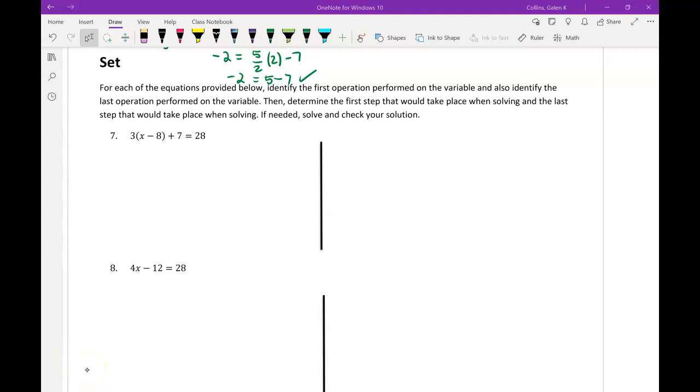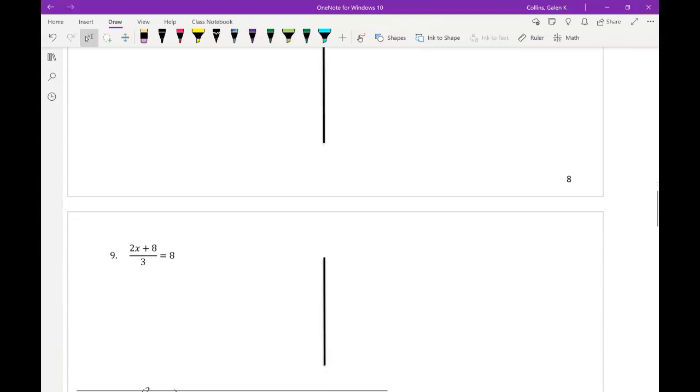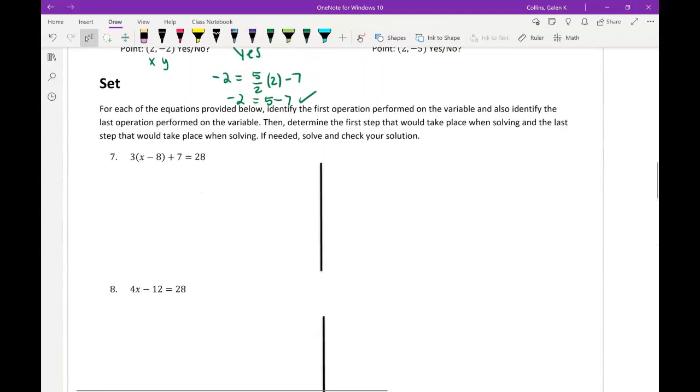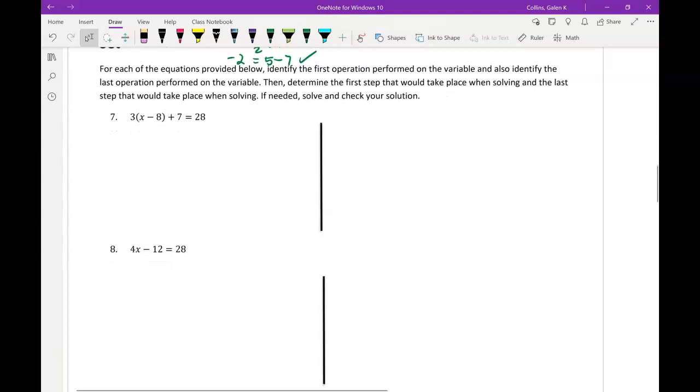All right, for the first part of the set questions for the Unit 4 Lesson 1 homework, the directions are a little murky, so let's clarify them. For each question provided below, and this is just 7 through 10, we're not actually solving this equation, but we can. We are asked to identify the first operation performed on the variable and also identify the last operation performed on the variable. Then we're asked to determine the first step that would take place when solving and the last step that would take place when solving.